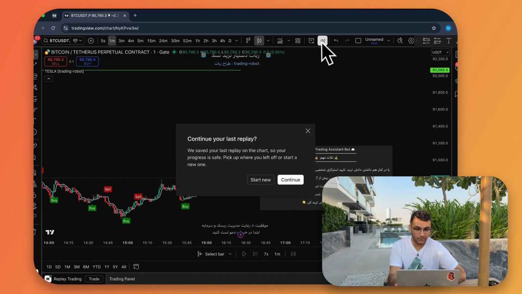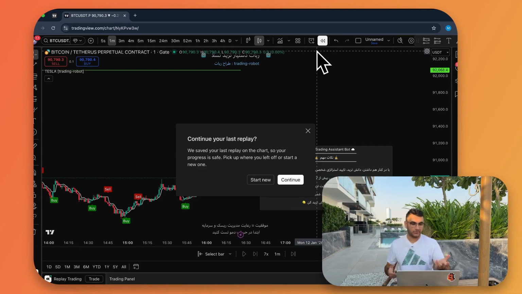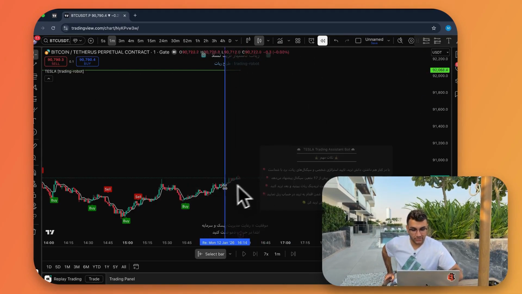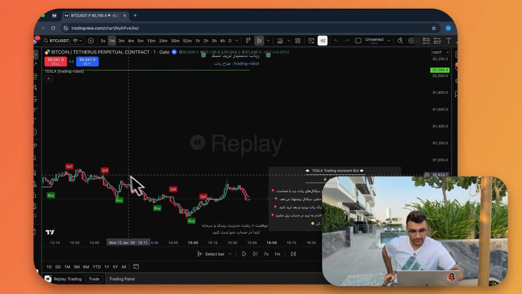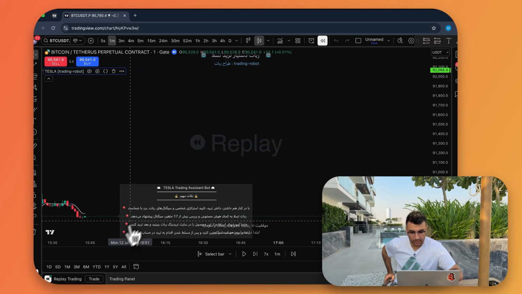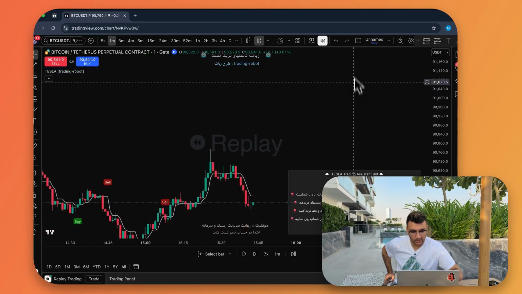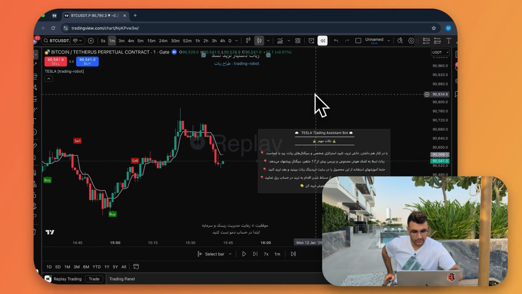It's easy. You click this replay mode button. This option is in the paid versions of TradingView. If yours isn't paid, that's why I'm making this video, so you can be sure. Start new means a new replay. I'll play it here. Look, assume this is the live market. I'll enlarge it too.